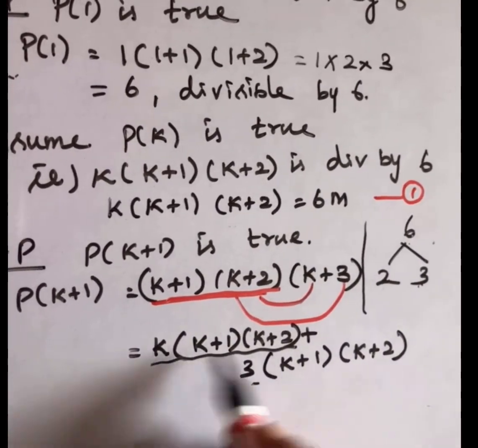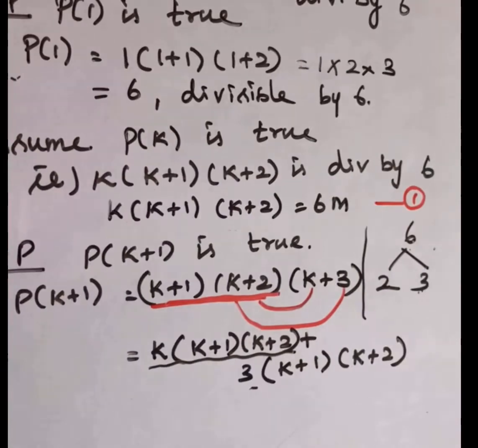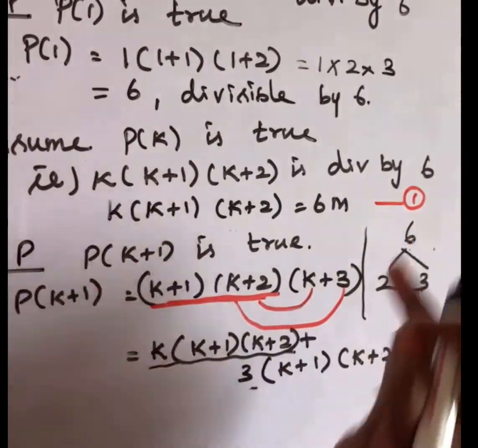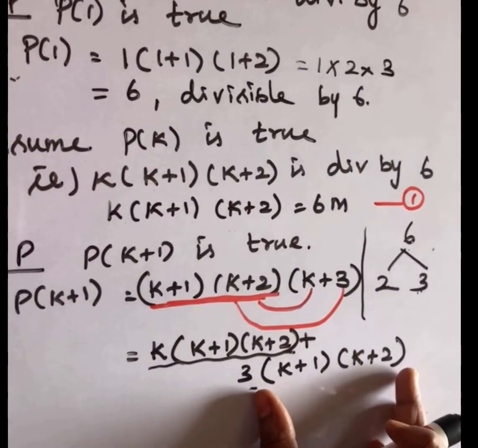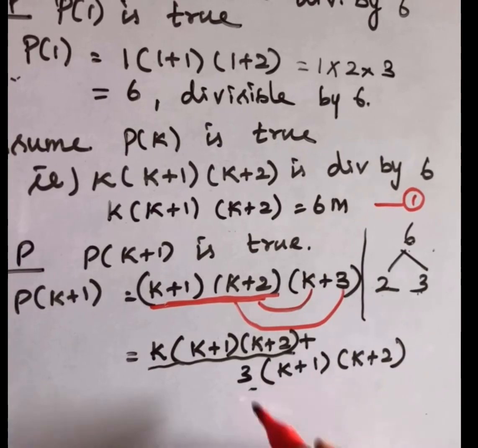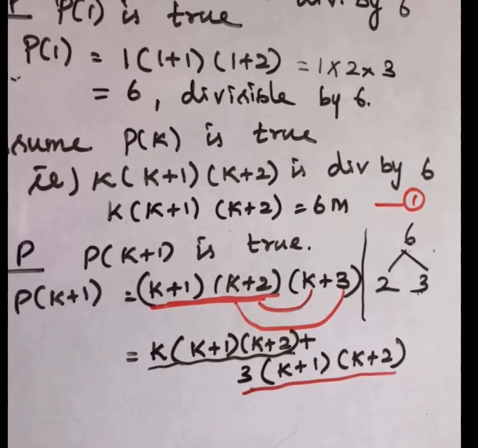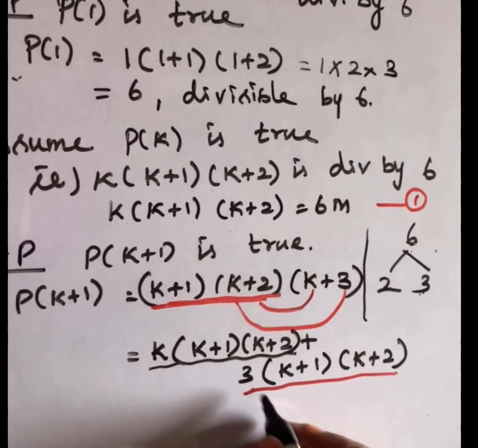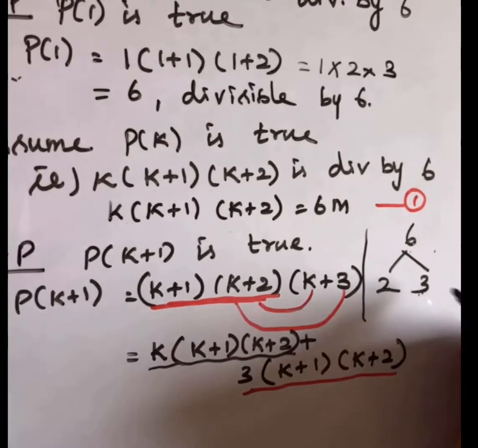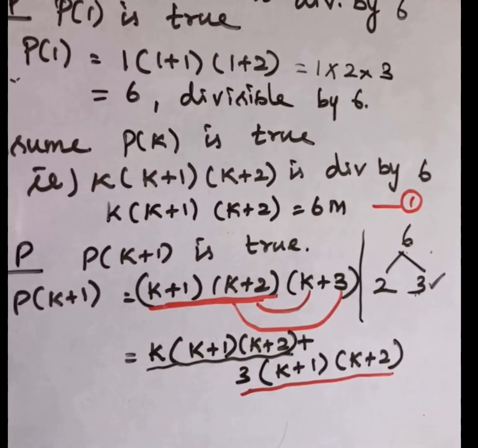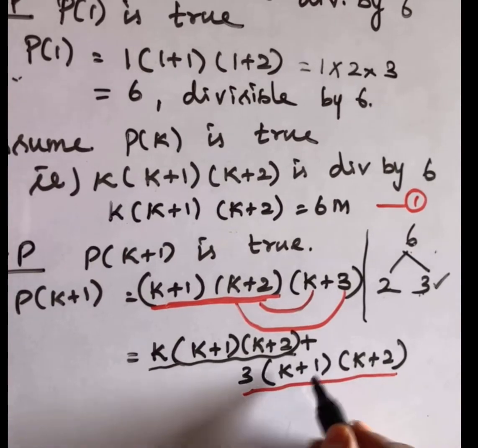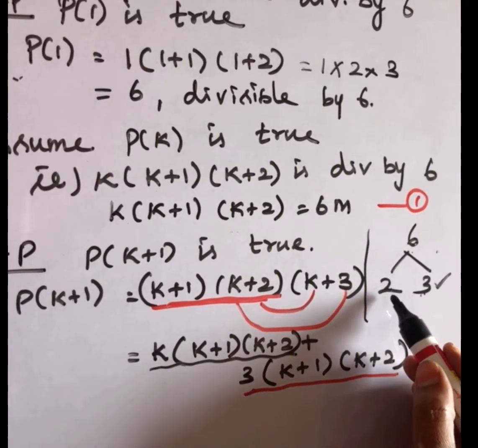Now our first term is divisible by 6, with this condition. Now look at this term. It is already a multiple of 3, so it is divisible by 3. That is confirmed. Now we have to check whether it is divisible by 2.